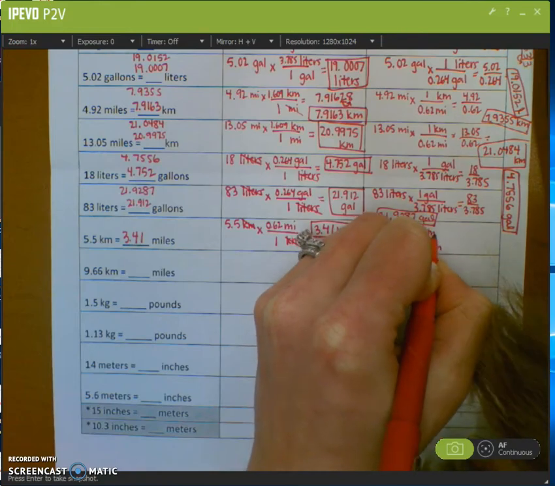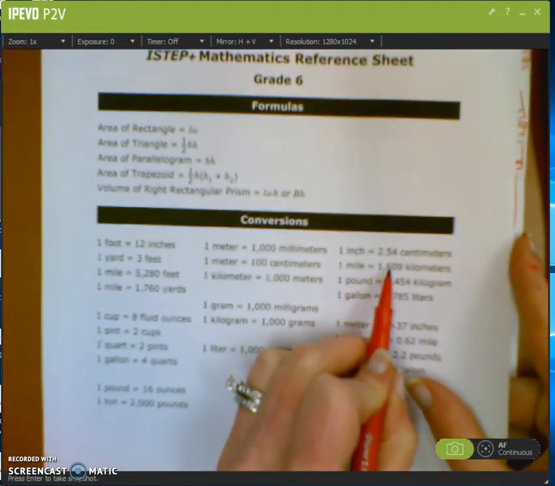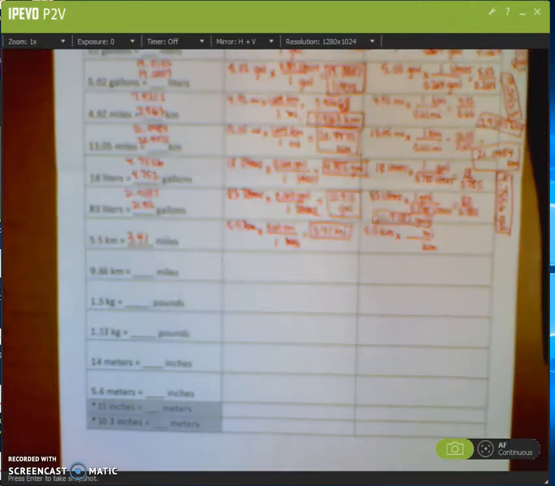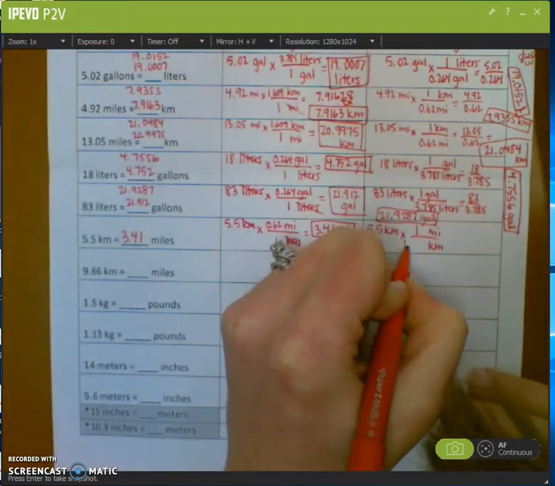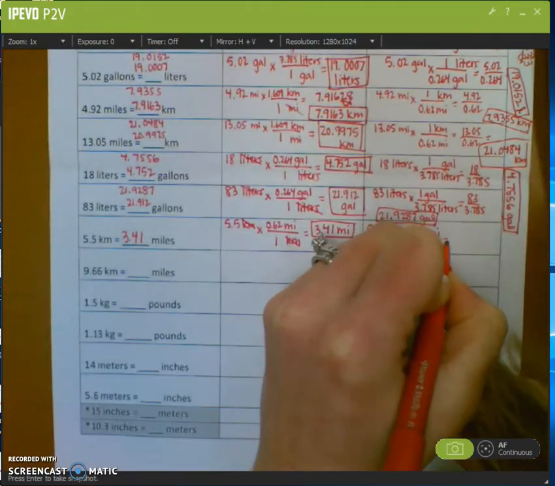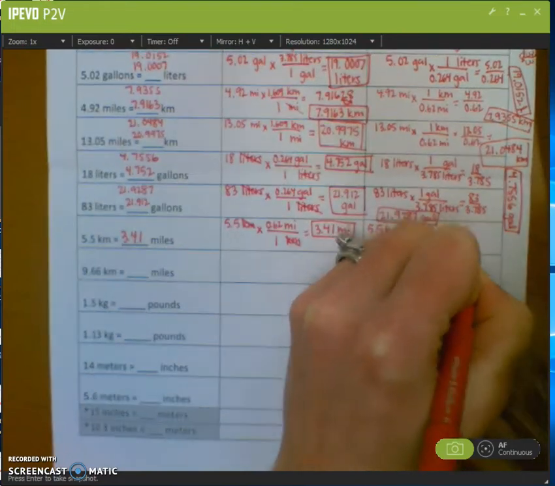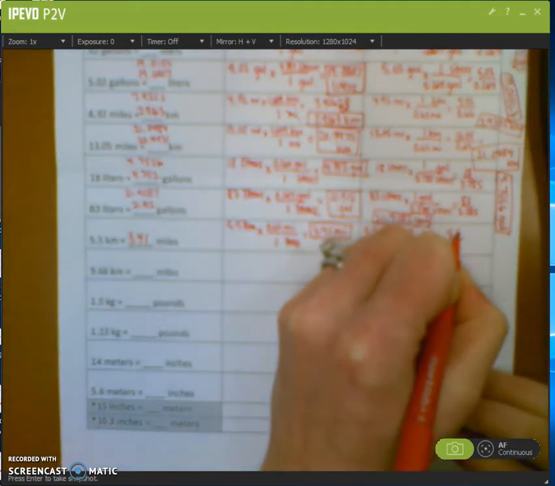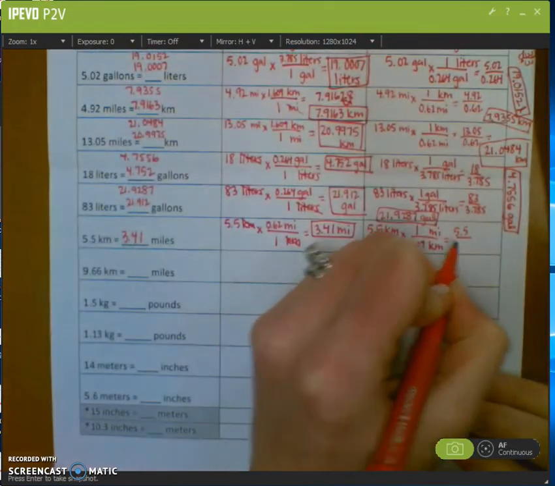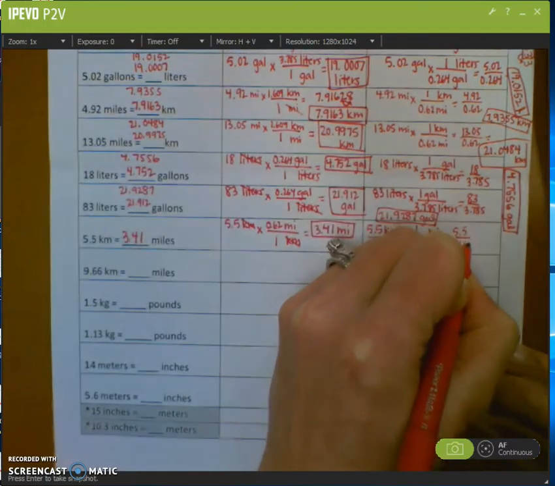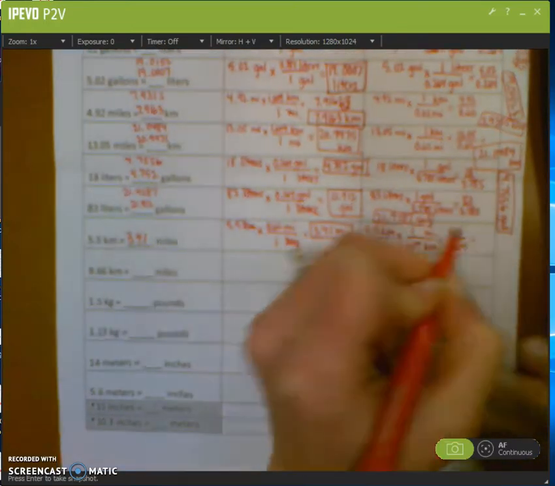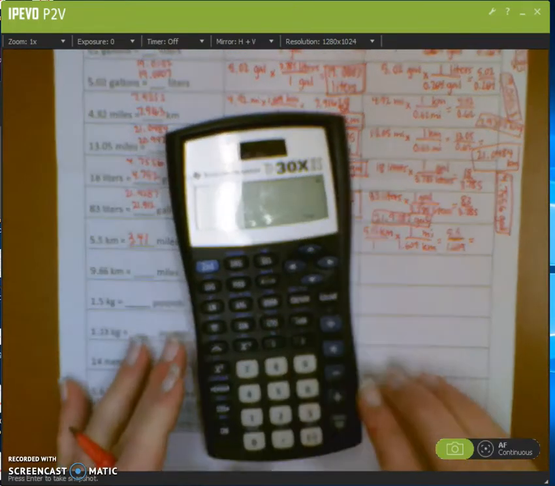I could also, if I found the other conversion factor and used it, that tells me that I have kilometers and miles here. There's another conversion factor that says 1 mile equals 1.609 kilometers. 1 mile and 1.609 kilometers. This method ends up making me divide because 5.5 times 1 is 5.5 and 1 times 1.609 is 1.609. The fraction bar tells me to divide, but it works.